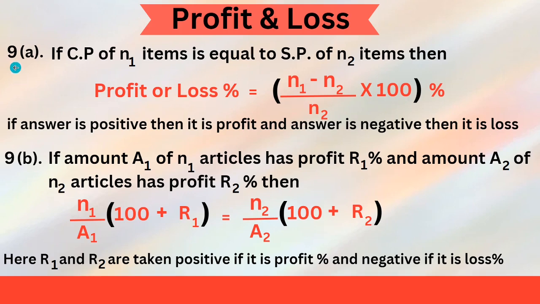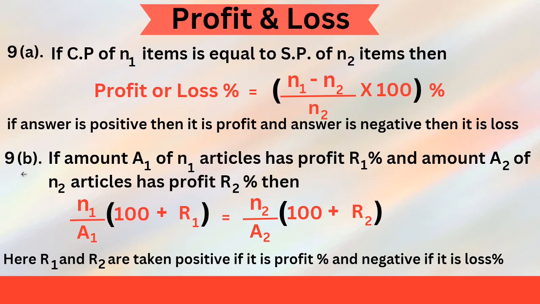Formula number 9, part A: if cost price CP of N1 items is equal to selling price or SP of N2 items, then profit or loss percent equals (N1 minus N2) divided by N2 multiplied by 100%. If the answer is positive, then it is profit, and if the answer is negative, then it is loss.